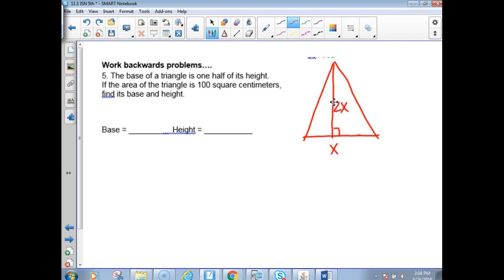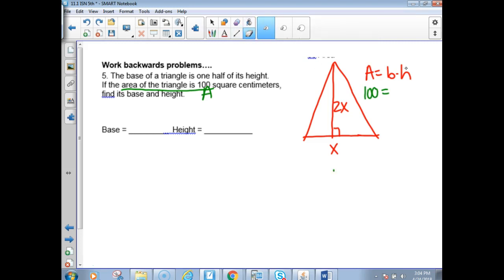2x, right? 2x, because it says half of the height would give you the base, so half of 2x would be x. We're good. All right, we know the area is base times height. They're telling us the area is 100. That's an A value, so I put in 100 for A. Oh, wait a minute. I'm missing something in my formula, and no one said a word. What's wrong with my formula? Yeah, it's a triangle. We got to divide by 2.